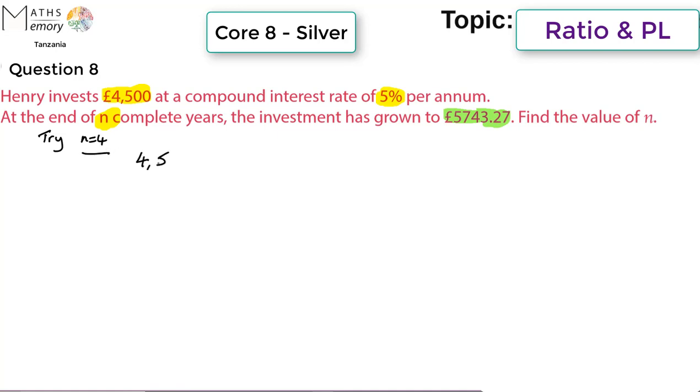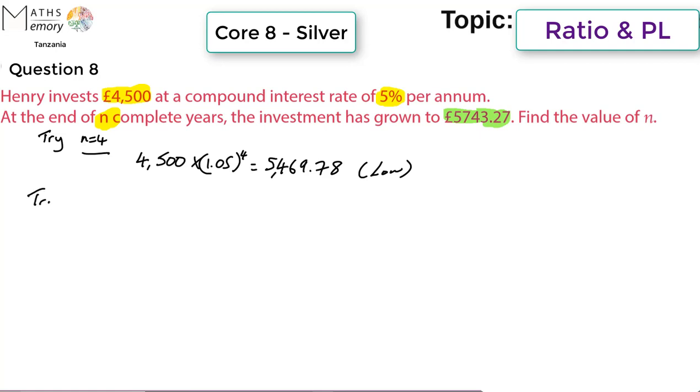So the basic setup is so critical over here. 4,500 times 1.05 to the power of 4. If we do this, we're going to get 5469.78. Now, is this higher or lower than 5,469 pounds? It's obviously lower. Okay, so we'll put too low over here.